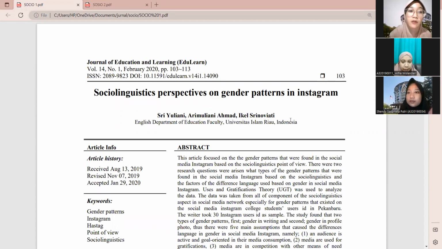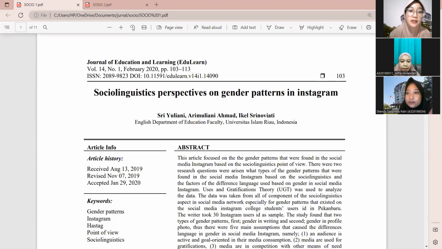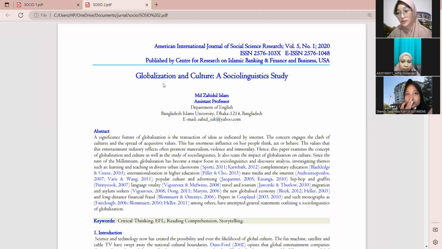And next, we would like to move to our second journal. This is about globalization and culture, a sociolinguistic study. Alifia, time is yours. Okay, I want to ask Aida and Sandy about the second article. So, what is the title of this article? The title is Globalization and Culture, a Sociolinguistic Study.